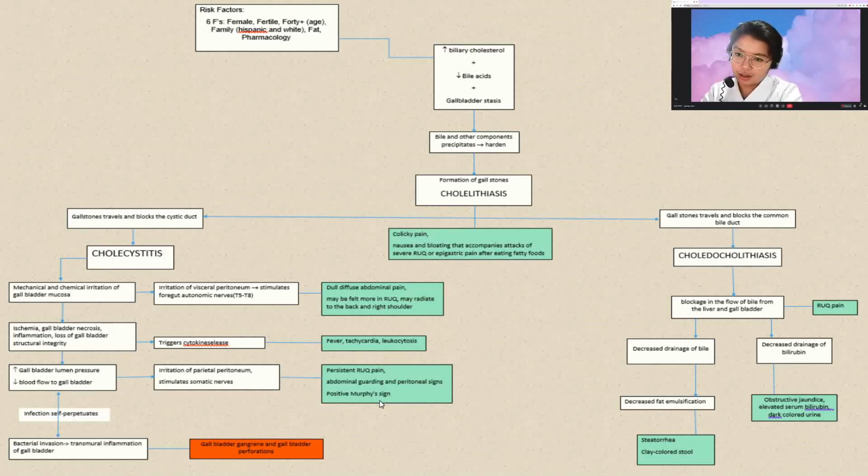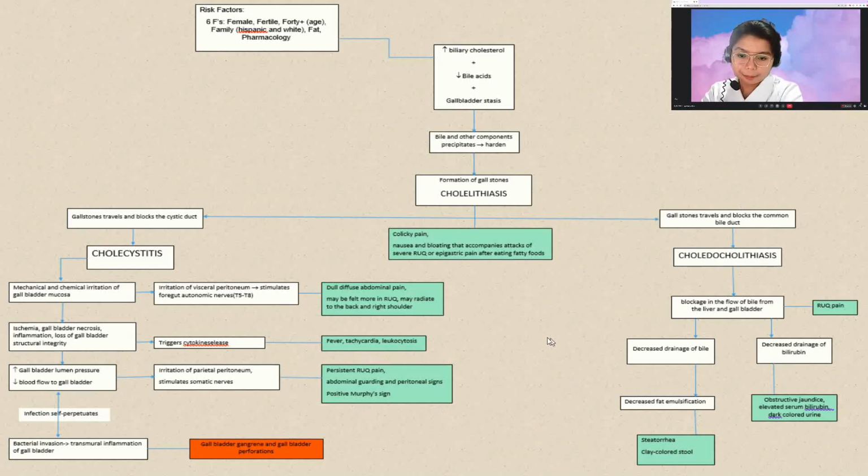So, my partner will discuss how to elicit a positive Murphy's sign. Now, what are the complications of cholecystitis? Because there is irritation and there is bacterial invasion, the gallbladder will produce gangrenous fluid and will have gangrene, and it may also have perforations because of this mechanical and chemical irritation.